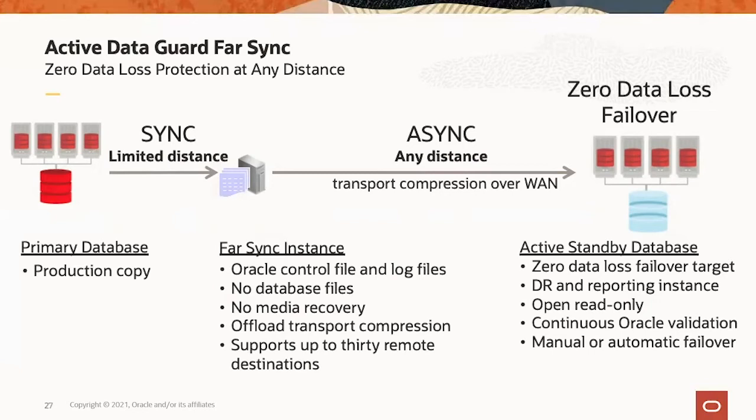So put it outside of the primary data center, but close enough that the synchronous communication between primary and FARSync does not impact performance. The moment the redo has been acknowledged, because it's synchronous, acknowledged to the primary, this FARSync is going to send the redo in an asynchronous way to the standby database. That guarantees zero data loss.